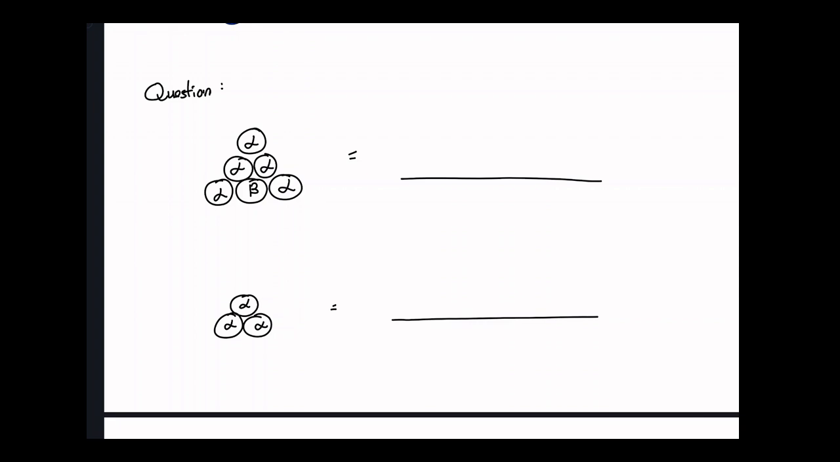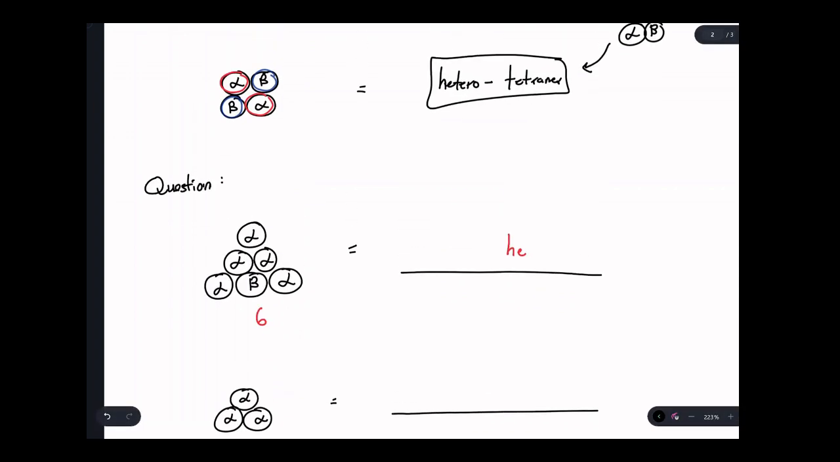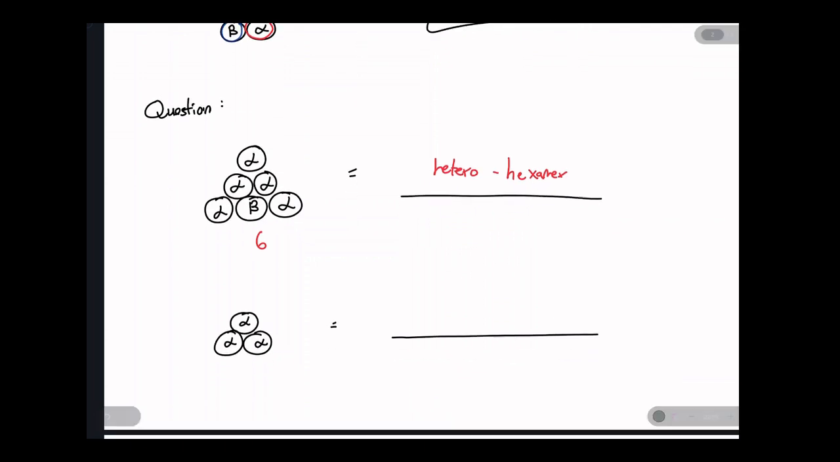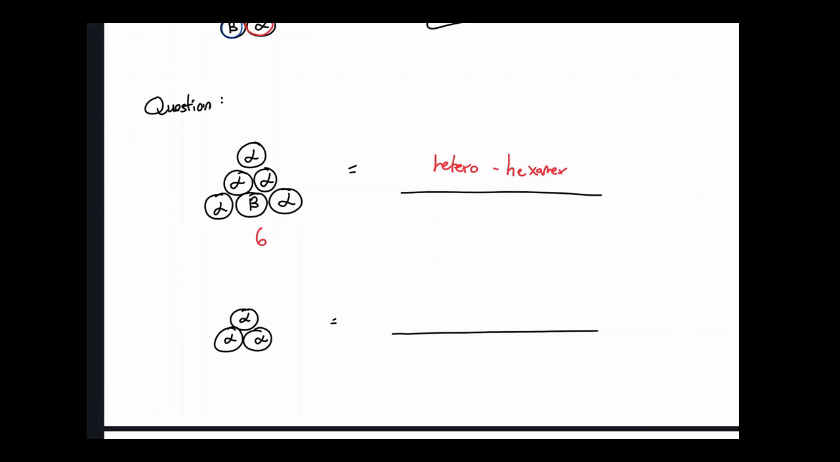Great. So for the first one, we can see that there are 1, 2, 3, 4, 5, 6 subunits. So this is going to be a hexamer. And we know that they're different because one of them is beta, so it is a heterohexamer. And for this one here, we can see there are 3 subunits, so it's a trimer. All of them are the same, they're all alpha, so it's a homotrimer.